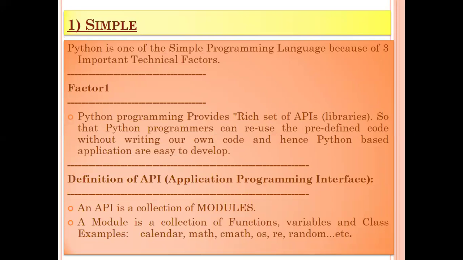Now, let's talk about the features. First is simple. It is simple because of 3 factors. First is its rich set of APIs. APIs are the libraries, but if we want to go with the full form, that is Application Programming Interface. Now, an API is a collection of modules, and how it is useful, I'll tell you in the next classes. A module is a collection of functions, variables, and classes, like calendar, math, cmath, os, re module, random, etc.